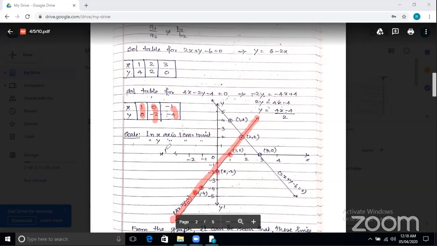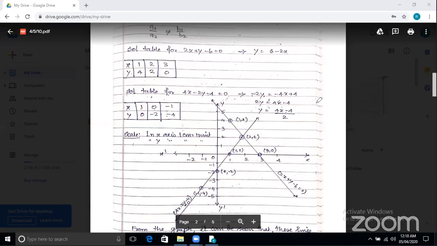Now, both are intersecting at one point. Because it is consistent, A1 by A2 is not equal to B1 by B2. Therefore, it will have only one solution. That is 2, 2. 2, 2 is our answer. Therefore, x is equal to 2 and y is equal to 2. Are you getting this point? Yes, sir.